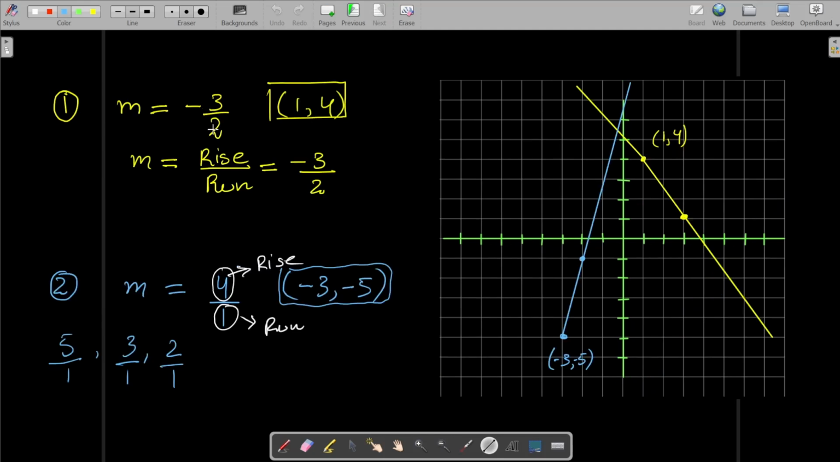In the third scenario, we can see that we have a point and we have a slope. We don't have any equation. So we just mark the first point and then we use the slope to find the second point and then just match those points to get the line.